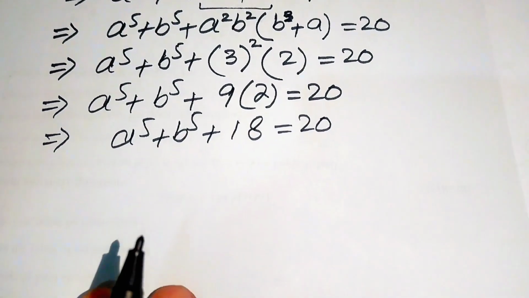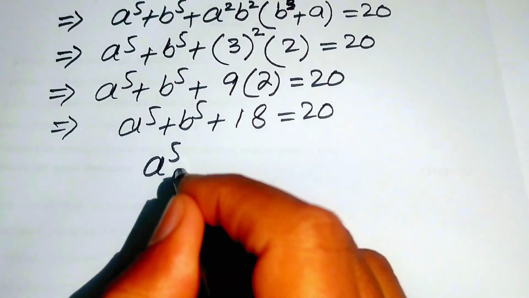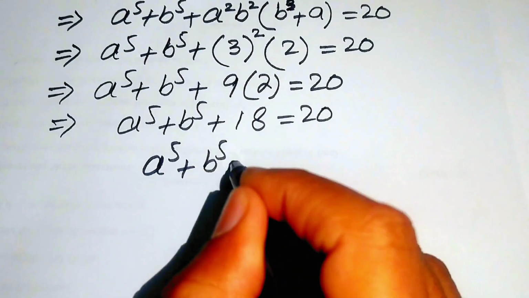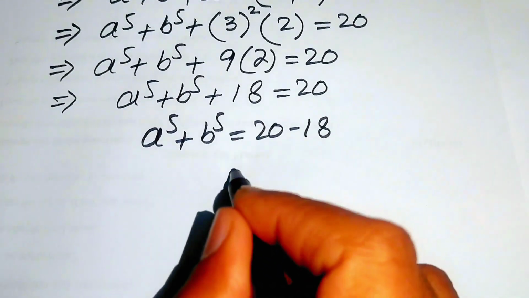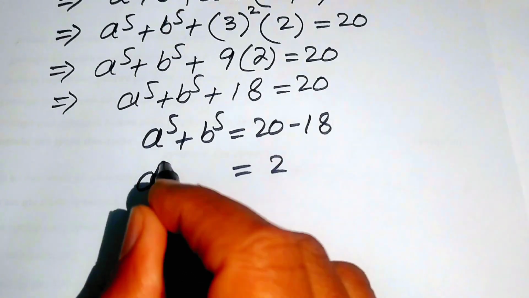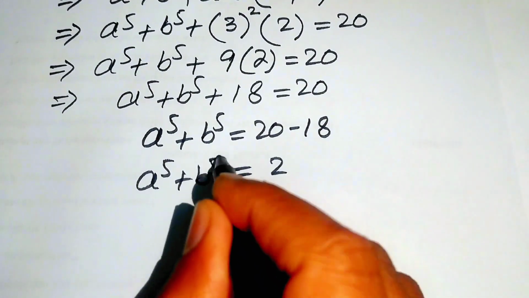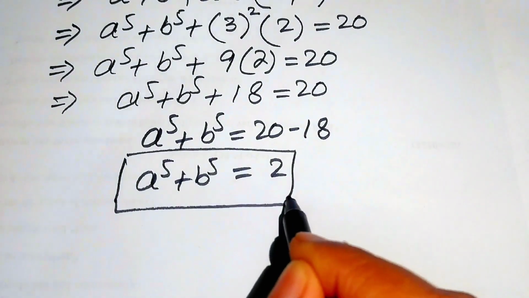Now we move this 18 to the right hand side and we get a to the power of 5 plus b to the power of 5 equals 20 minus 18, and you know that 20 minus 18 becomes 2. So this is the value of a to the power of 5 plus b to the power of 5, and this is our final answer of this question.